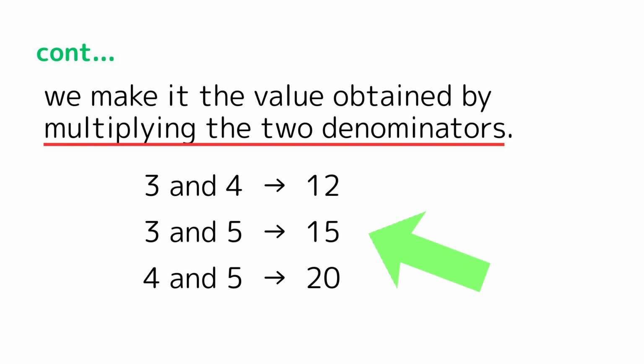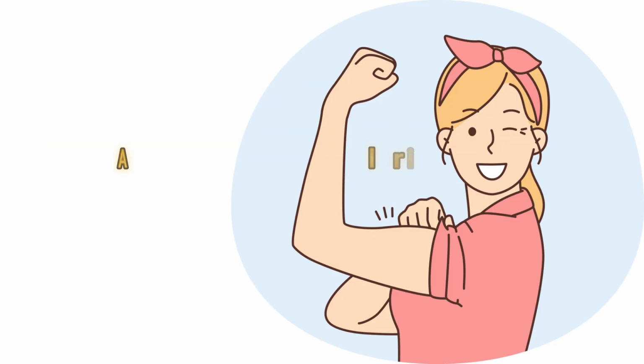In the case of 3 and 5, we change each denominator to 15. In the case of 4 and 5, we change each denominator to 20. With this method, we can do any addition. With this method, we can also do subtraction.